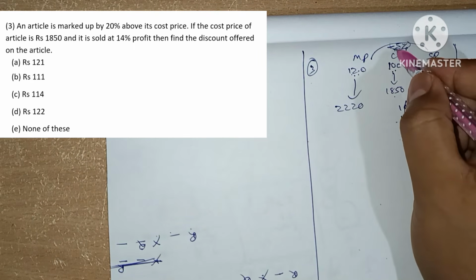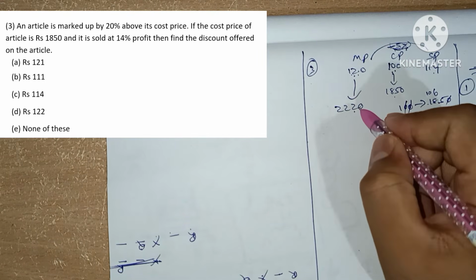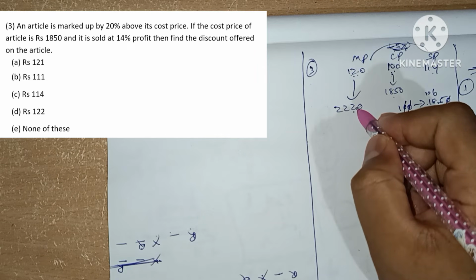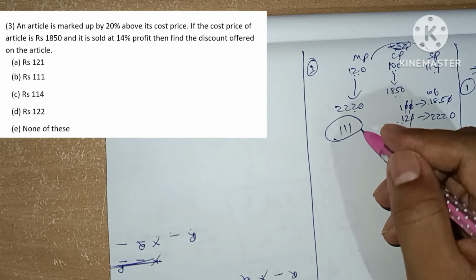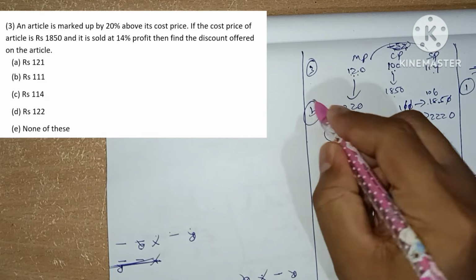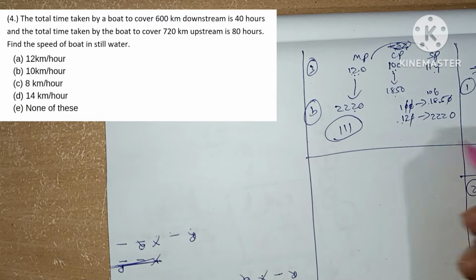Now we need to find the value of 5% of this one, which will be 10% is 222, 5% value will be 111. So answer will be 111, option B is our answer. Next, fourth question.